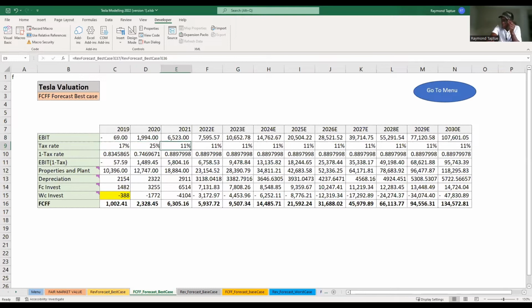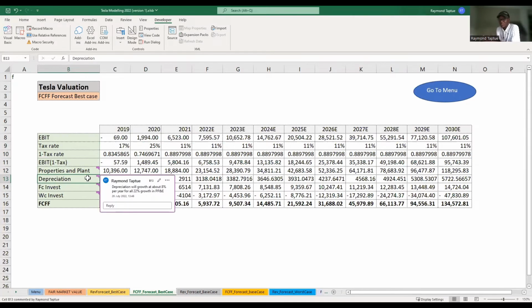Now, I made the assumption that the tax rate will be about 11% from 2022 to 2030. And for the depreciation, which is also a very important and key variable, I made the assumption that the depreciation will grow at about 8% for any 22% growth in property, plant, and equipment.